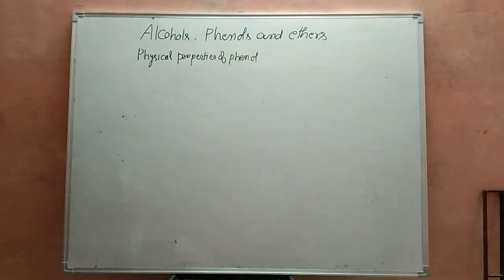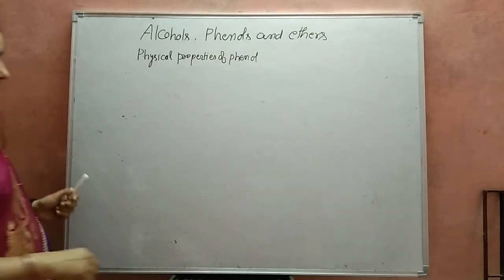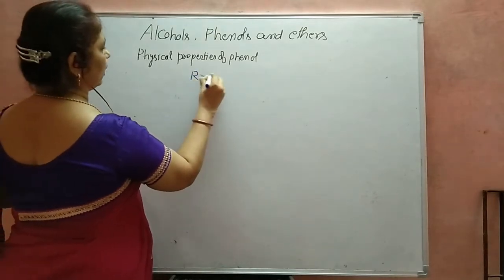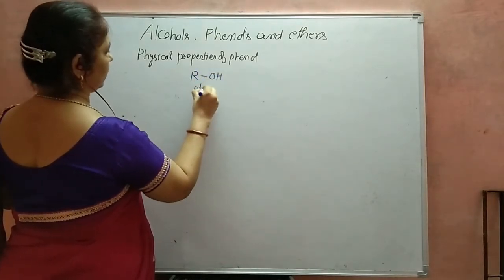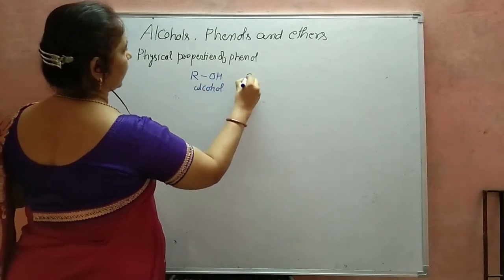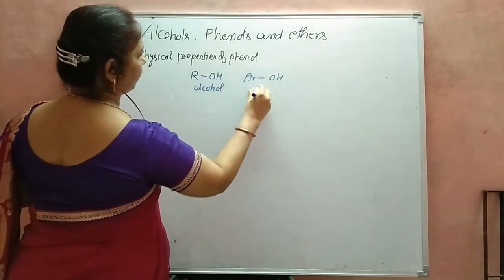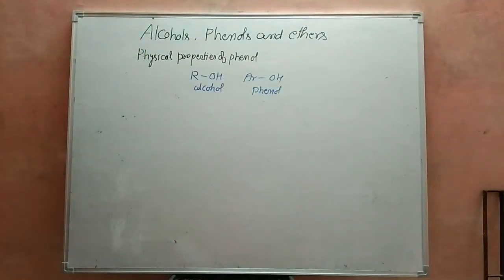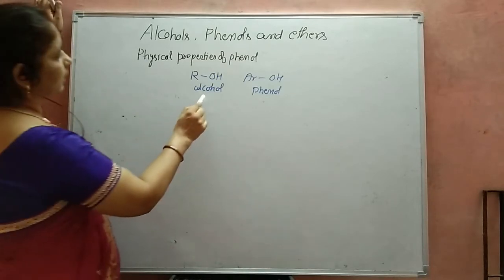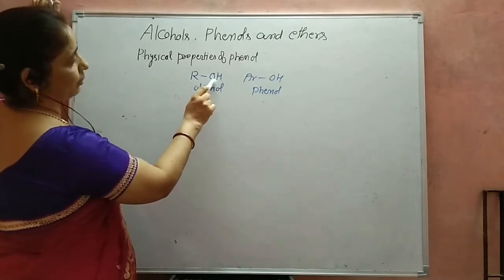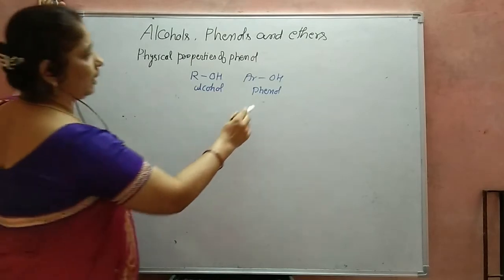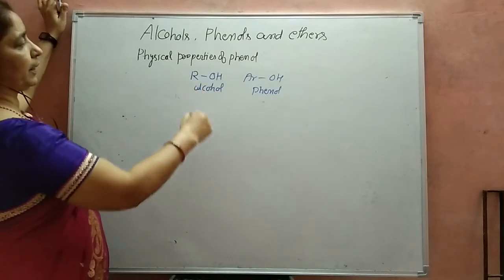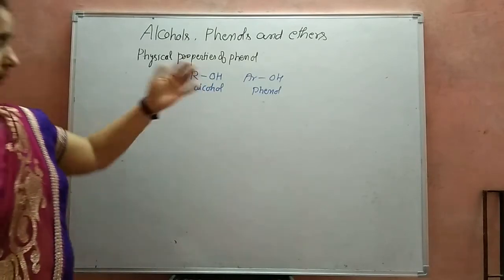So first of all, alcohol and phenols have two parts. If we form the alcohol, ROH, it's alcohol, and ArOH is a phenol. In alcohol, this is the alkyl group and this is the hydroxy group. In phenol, this is the aryl group and this is the hydroxy group. So the physical and chemical properties are based on both of these.